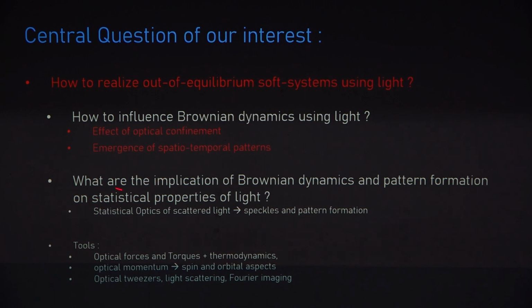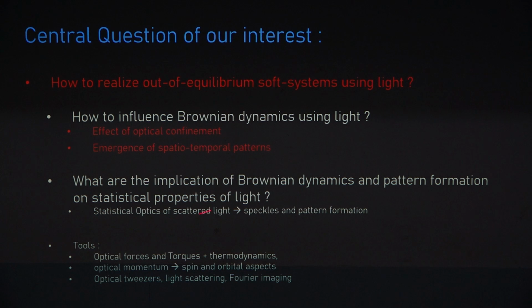The sub-question also involves what are the implications of Brownian dynamics and pattern formation on statistical properties of them. Because this is something which is very interesting upon driving the system out of equilibrium. One can ask the question, how does this particular system evolve in the context of the light which is interacting with this problem?